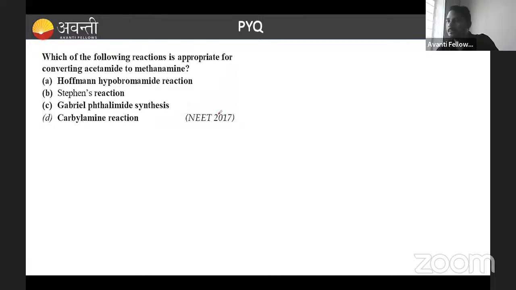Okay, so let's discuss this one. The question is, which of the following is converted to methanamine? An amine of 2 carbon. We have to convert this into methanamine, CH3NH2. So how to do this one?